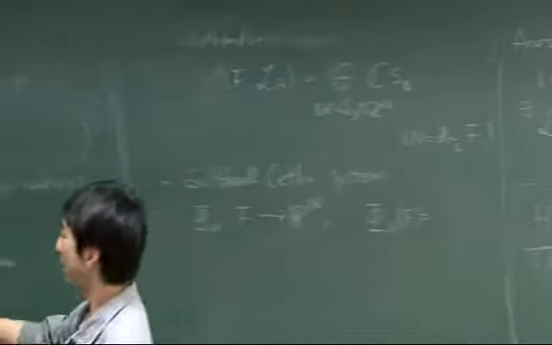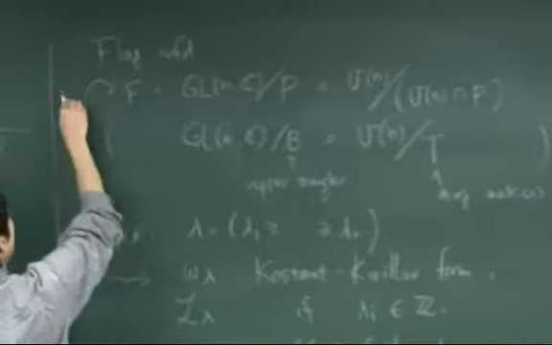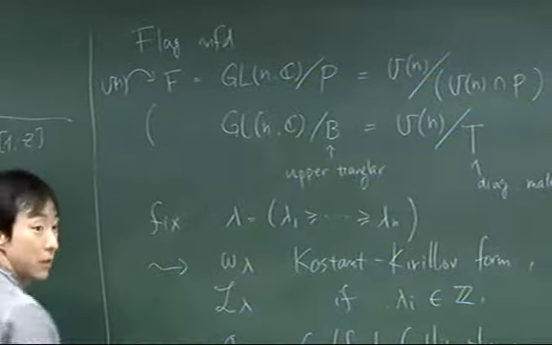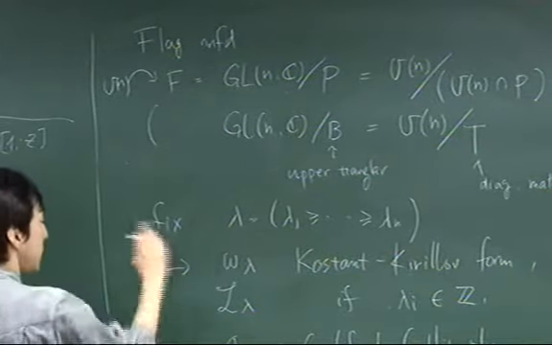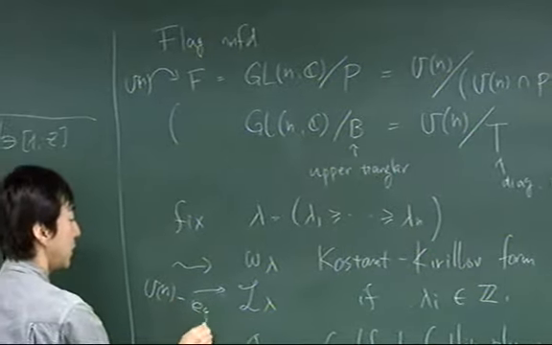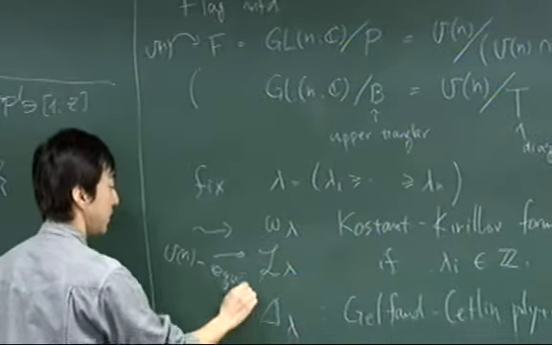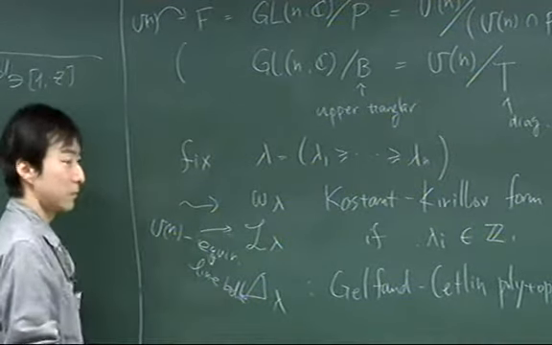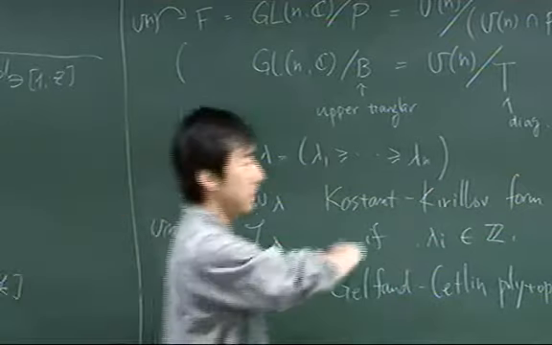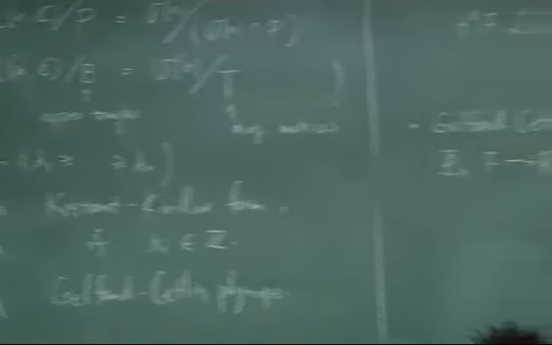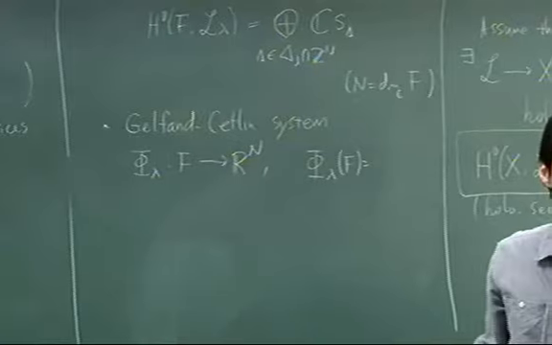Okay, so this has a natural action of the unitary group. First you represent the group. Then this is a U(N)-equivariant line bundle. Then we can obtain the action of the unitary group on this space. Then the equivalence gives the relation somehow.